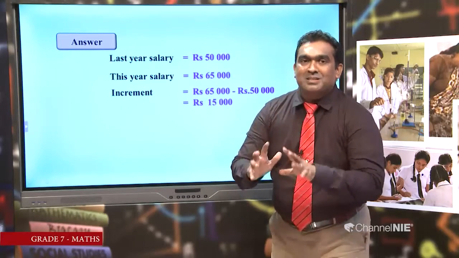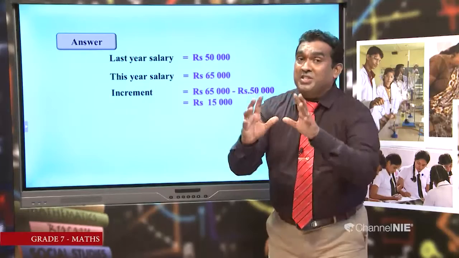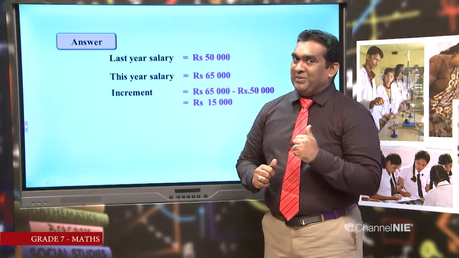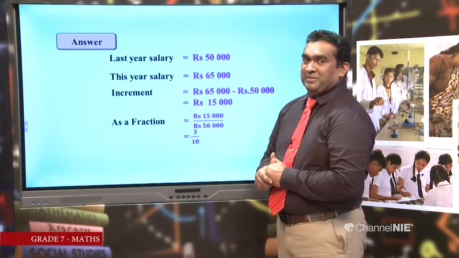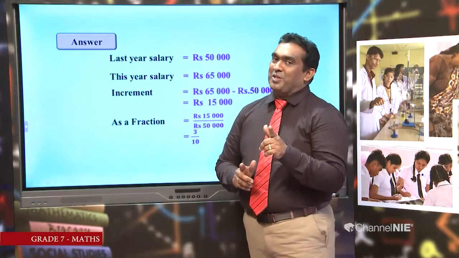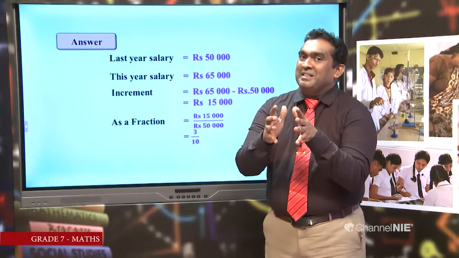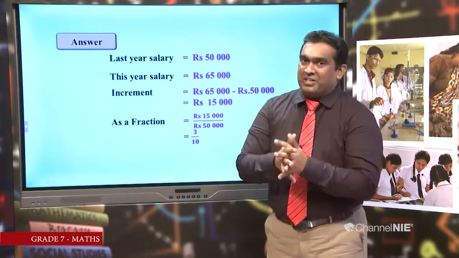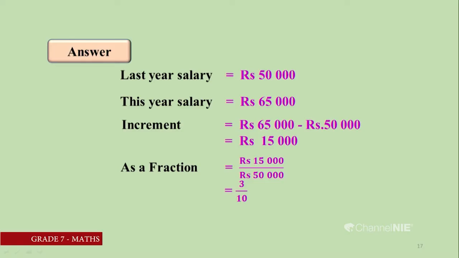We want to express this increment as a fraction, as a fraction of the last value. As I told you from the very beginning of the question, 50,000 is our starting value. According to 50,000, they ask about the increment as a fraction, right? The main value is the increment. Therefore, 15,000 over 50,000. You can use here the knowledge of equivalent fractions.